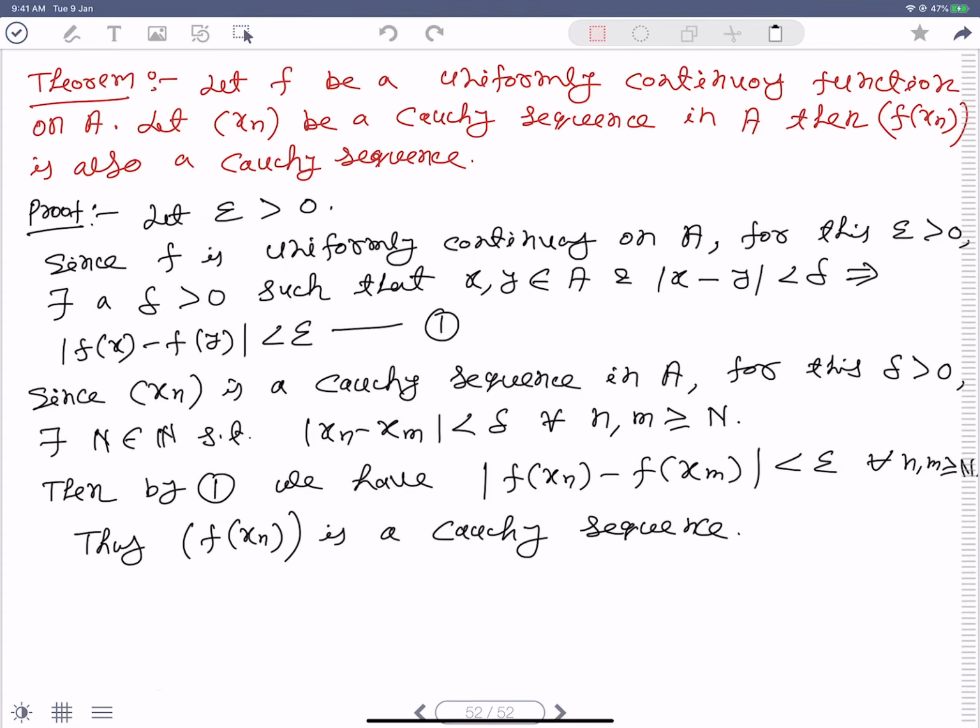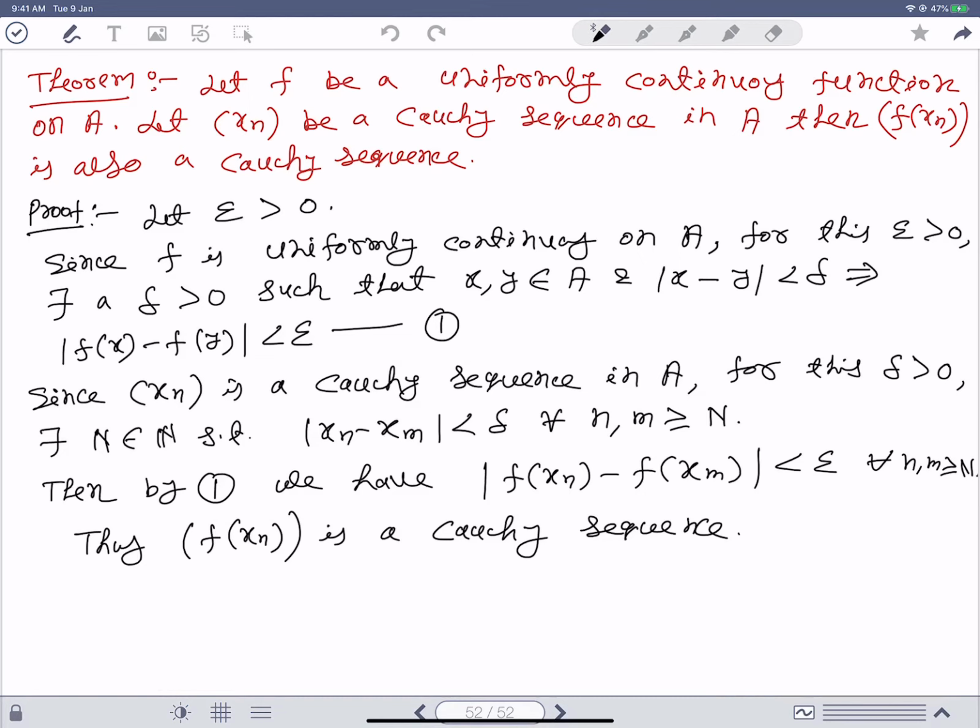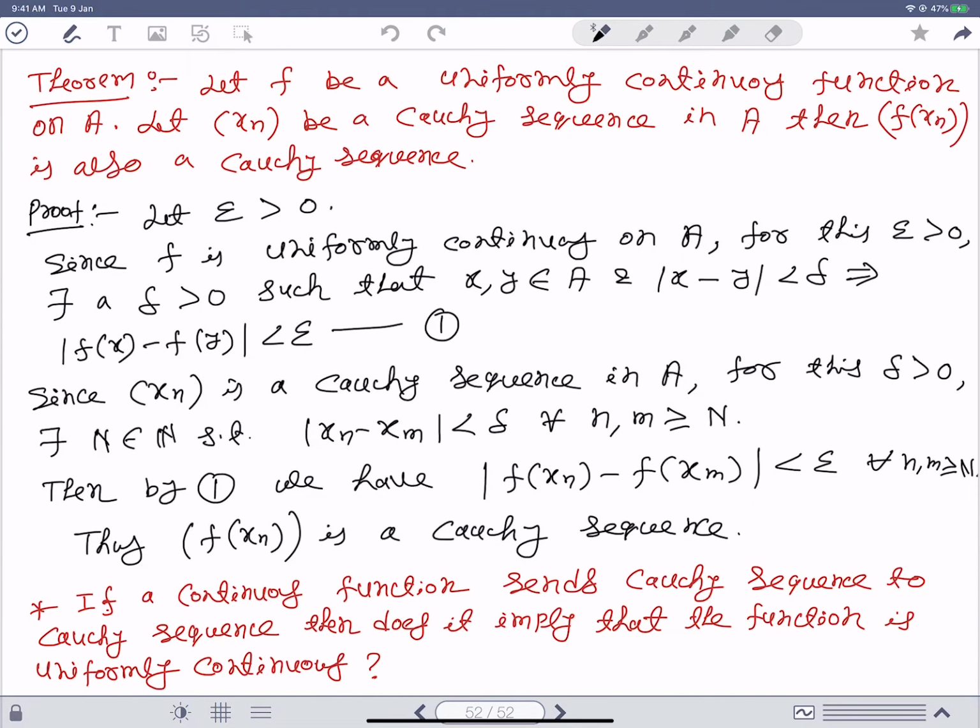Now one can ask, what about the converse of this? That means if you have a continuous function which sends every Cauchy sequence to a Cauchy sequence, does it imply that the function is uniformly continuous? The answer is no. You can take f from R to R such that f(x) equals x squared. Then you can check that f sends any Cauchy sequence to a Cauchy sequence, but the function f is not uniformly continuous. We have seen that, right?